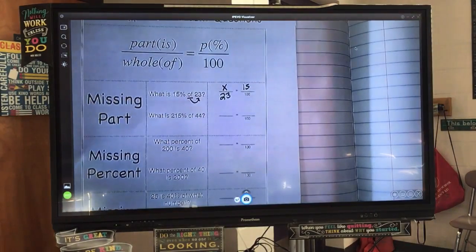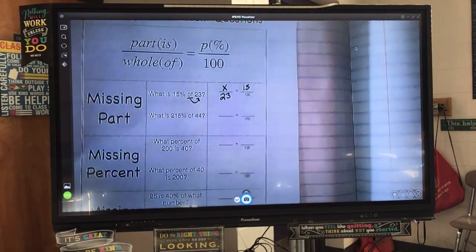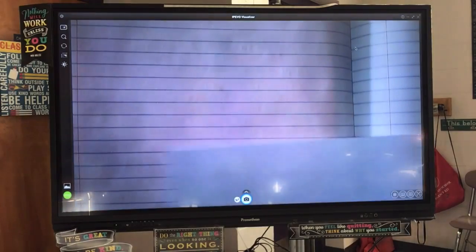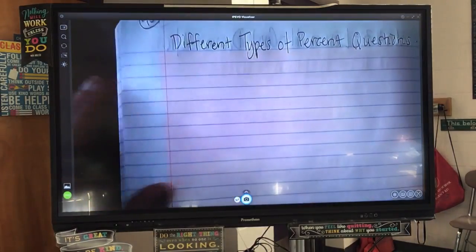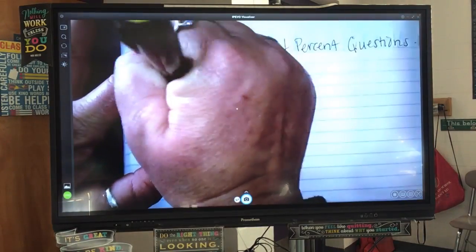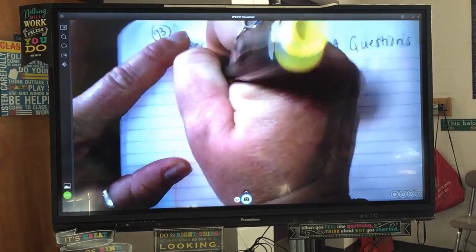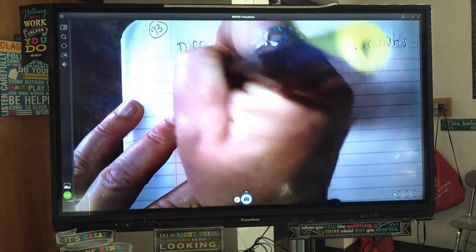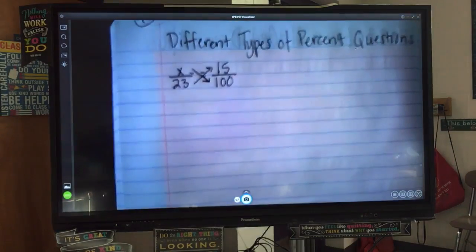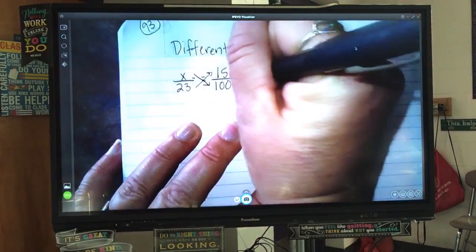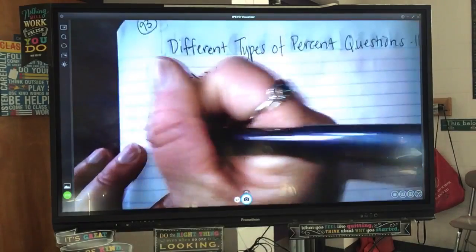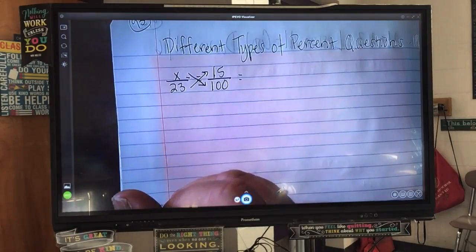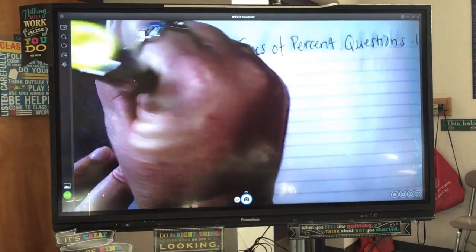So here, you're going to do a cross multiplication. Obviously there's not enough room on here, so I'm going to slide this down, and I want you to write in your notebook. We're going to rewrite this as x over 23 equals 15 over 100. So now you're going to cross multiply. What's 15 times 23? Can't do it in your head? Go ahead and do it.